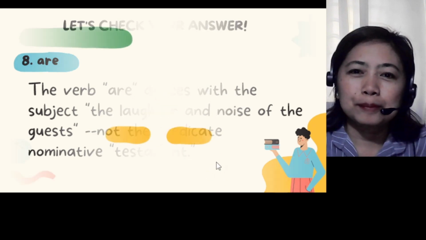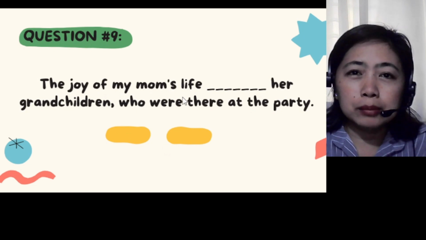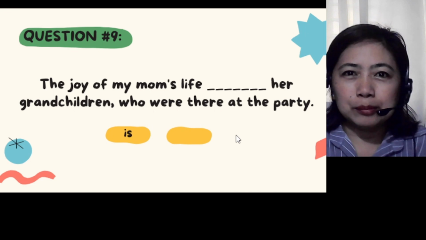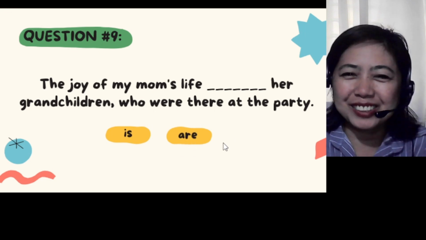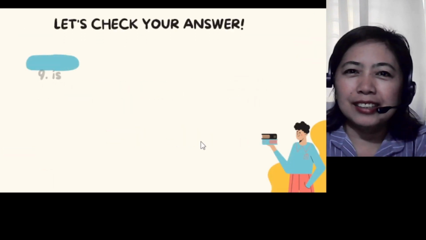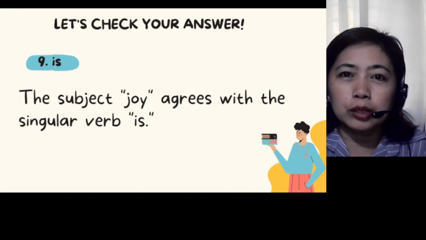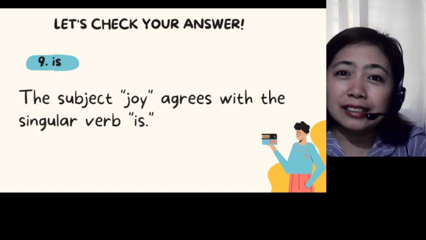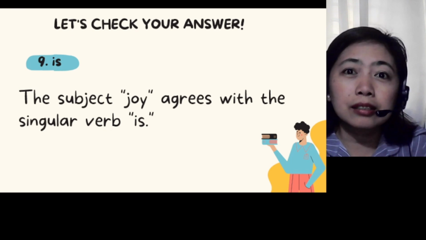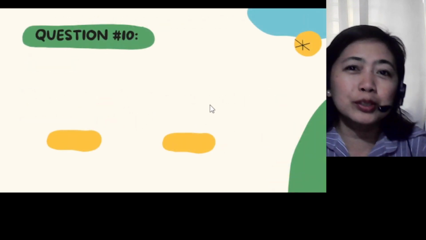Again, the subject. Let's try 2 more sentences. For question 9, we have here: the joy of my mom's life blank her grandchildren who were there at the party. Please take care of the subject. Our verb should be is. That's correct. Why? Because our subject here is joy, not mom's life. Though mom's life is of course still singular, that's not our subject. The joy of mom's life. Even if we take out mom's life there, our subject is still joy, which is singular. That's why we have is there. You almost got it perfectly.